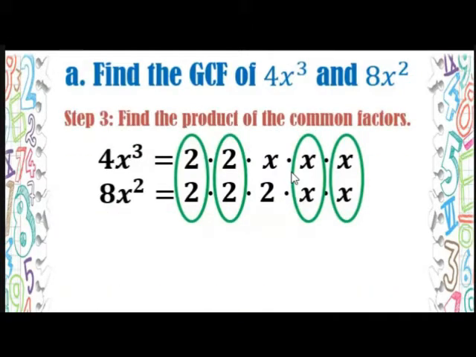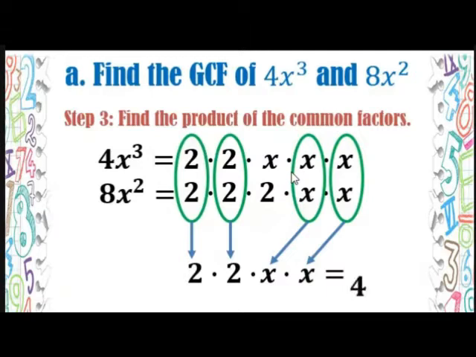Third and last step, find the product of the common factors. Let's take the common factors. We have 2 times 2 times x times x. Taking the product, 2 times 2 is 4, and x times x is x squared. So this 4x squared, which is the product, is the GCF of 4x cubed and 8x squared.